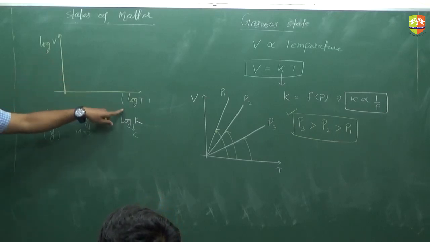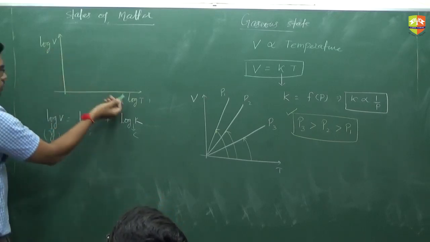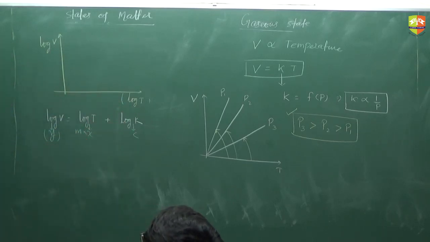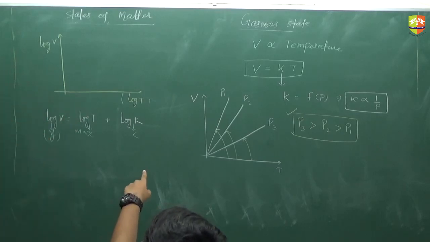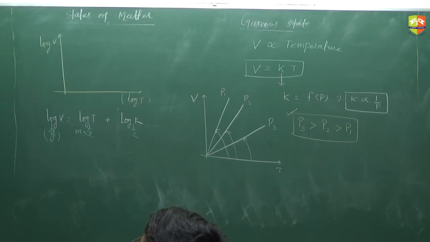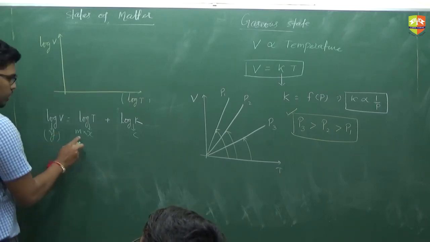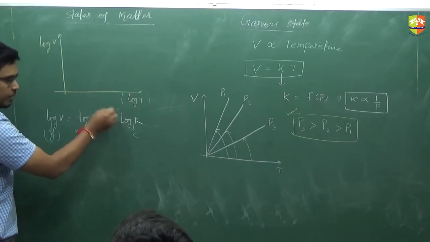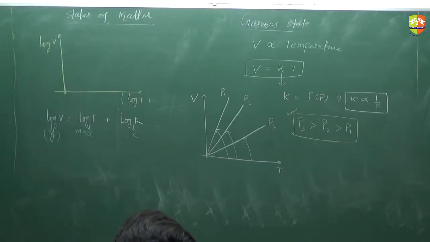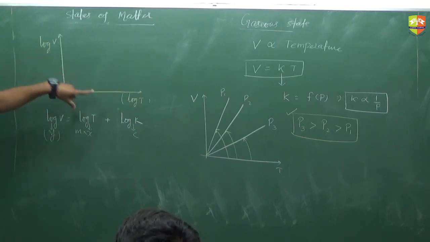Because I have taken this log V and log T. You can take log T here also, log V also. I have taken log V as the Y axis. So how do you know that it is the Y axis and log C? It is in the form of y equals mx plus c, so it is specified. Because the axis is log V and log T, what do you get?